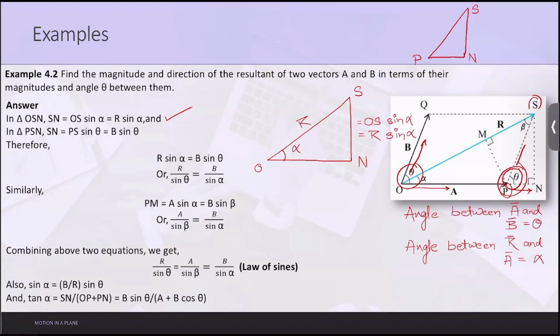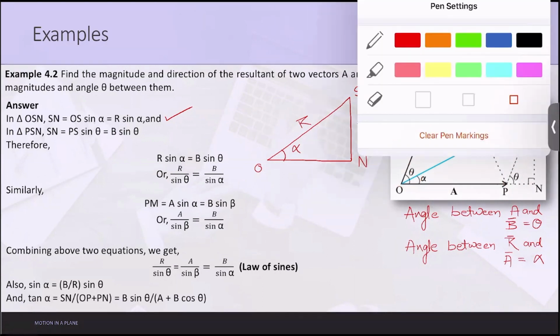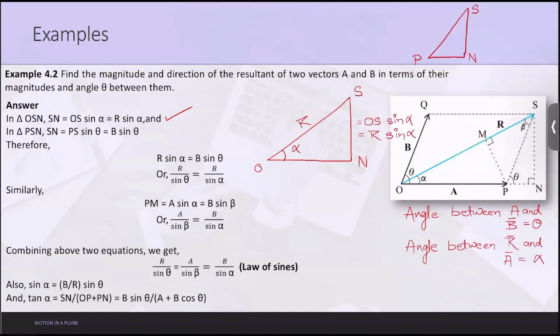Because the lines are parallel, there will be no change in the angle between the two lines which are being drawn. In the first case it was A and B; in this case it will be PN and SP. Therefore we can make an angle theta here also. Now this can also be said as a property of a parallelogram, right? For a parallelogram, both these angles would be the same. Okay, fine.